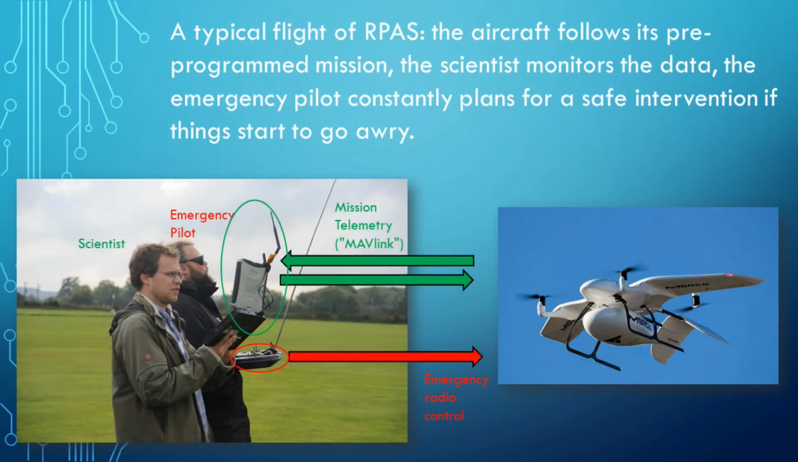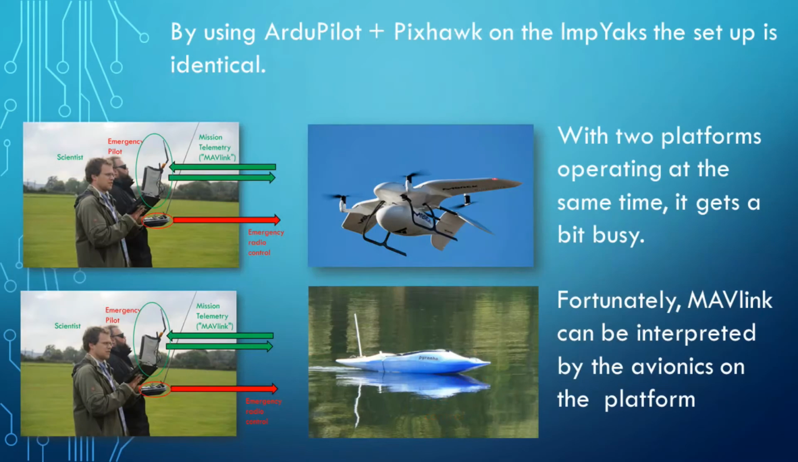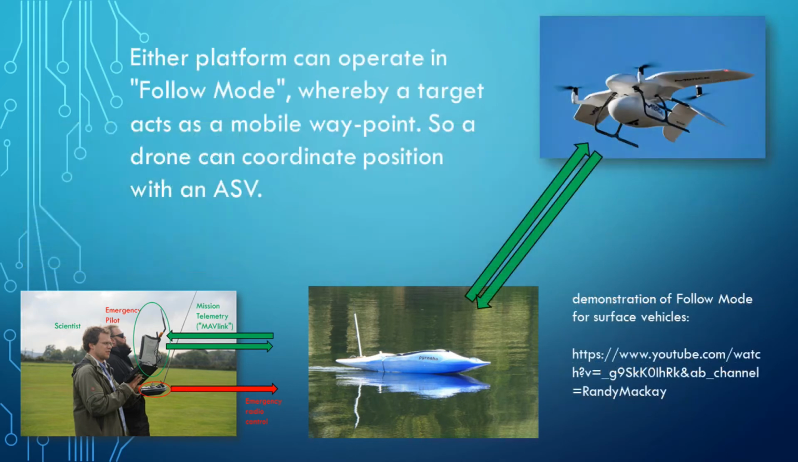So a typical flight of a remotely piloted aircraft system: the aircraft follows its pre-programmed mission, the scientist monitors the data, and the emergency pilot constantly plans for a safe intervention if things start to go awry. If you want to have a fleet of aircraft and autonomous surface vehicles, it becomes a bit more complex because you get 2 pilots and 2 scientists all running at the same time. Each time you add another instrumented platform, you add 2 more people.